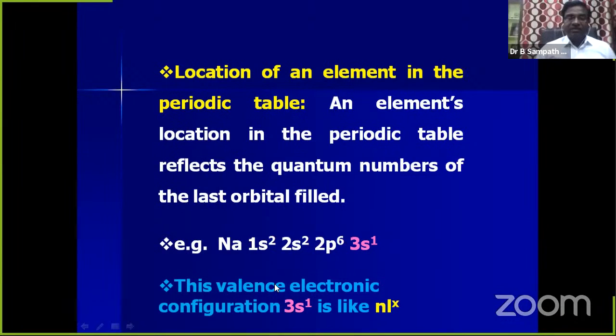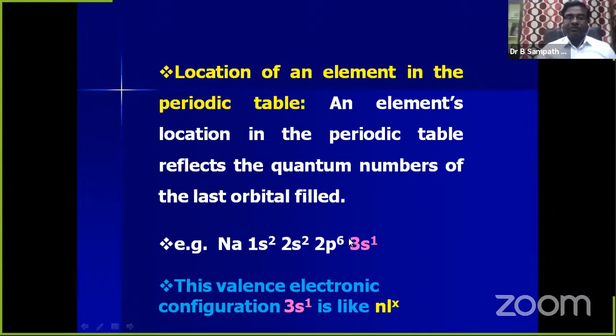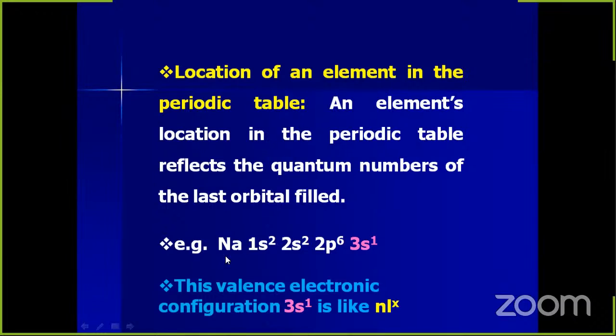Now this valency electronic configuration 3s1 is like nLx. So already we have learned nLx in the 10th class. Here n is nothing but 3 and s is nothing but like L. And here 1 electron is nothing but like x. So this valence electron configuration 3s1 is same like nLx. Based on this 3s1 valence electronic configuration, we can predict the location of the elements.